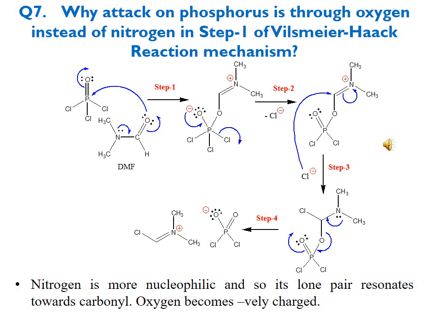We answered it in this way: nitrogen is more nucleophilic, no doubt, and due to this high nucleophilicity, the lone pair of nitrogen is resonating towards the carbonyl of the dimethylformamide, and the oxygen is getting the negative charge. This negatively charged oxygen then attacks the phosphorus of the phosphoryl group. Nitrogen is more nucleophilic, but due to this conjugation, oxygen is getting negatively charged, so the attack on the phosphoryl phosphorus is through oxygen instead of nitrogen.